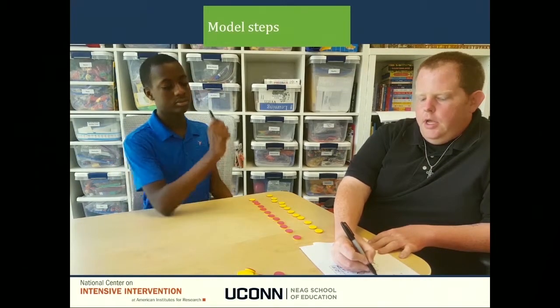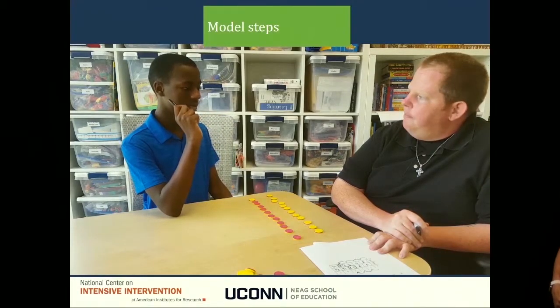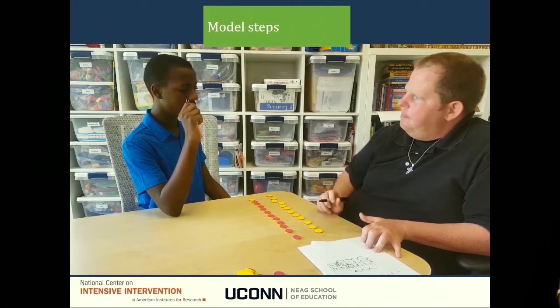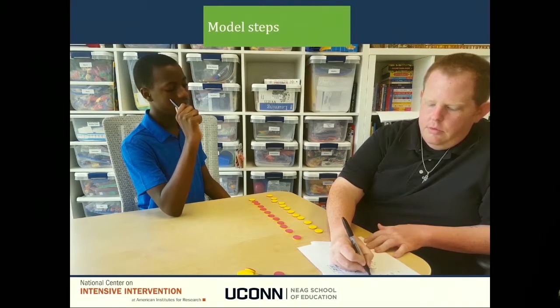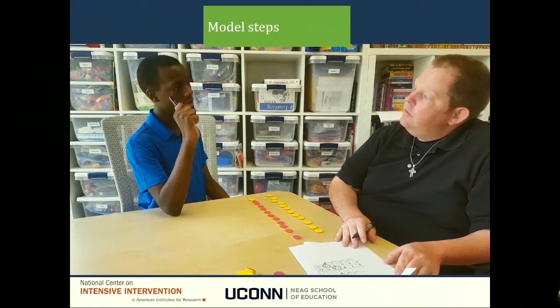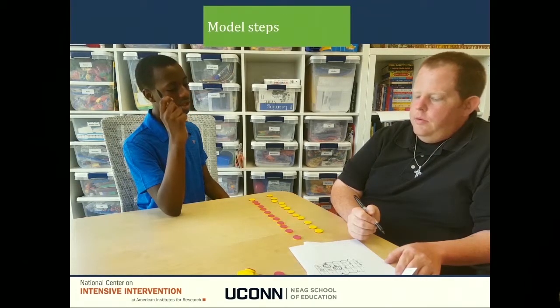11, good job. And what is our denominator going to be? How many total pieces are there in this line? 12. Good. So 1/4 plus 2/3 equals? 11/12. Good job. Awesome.